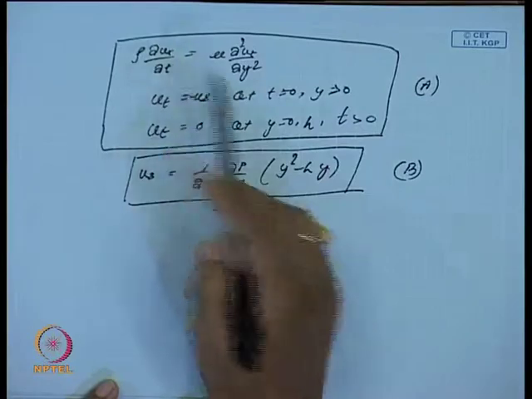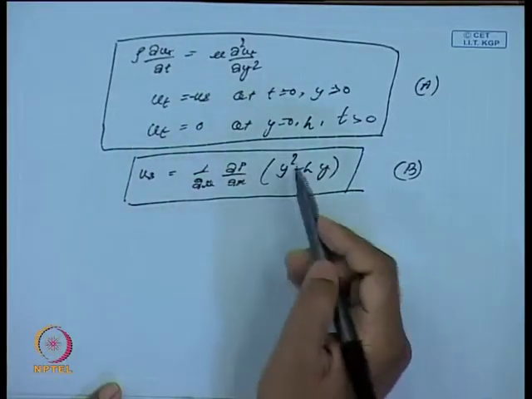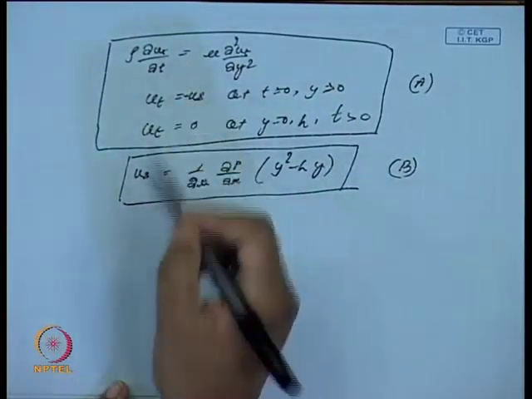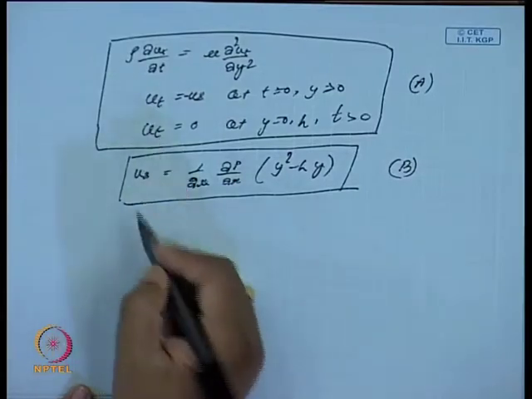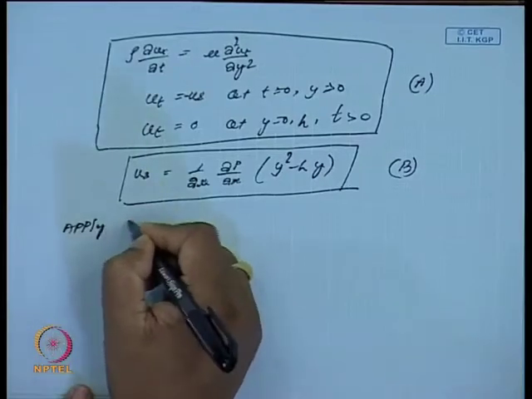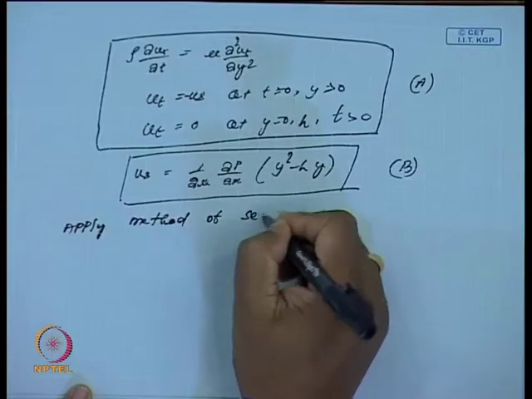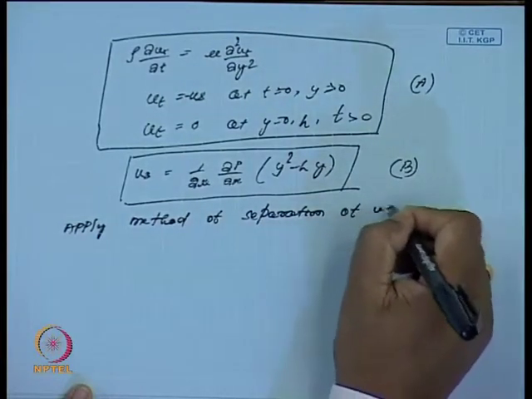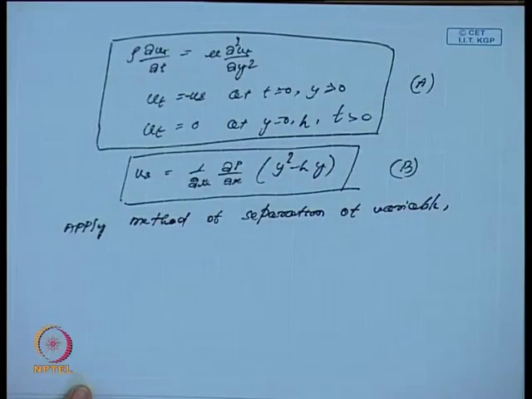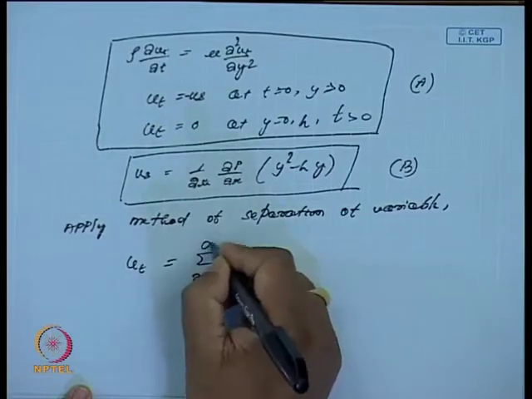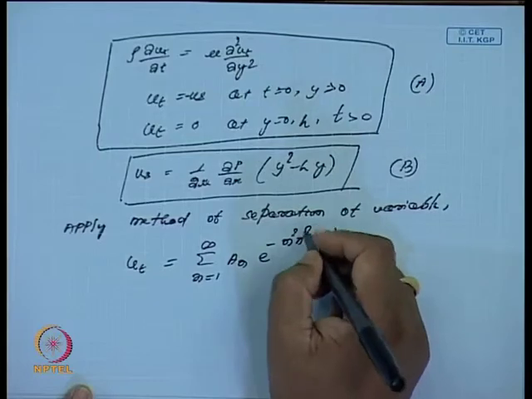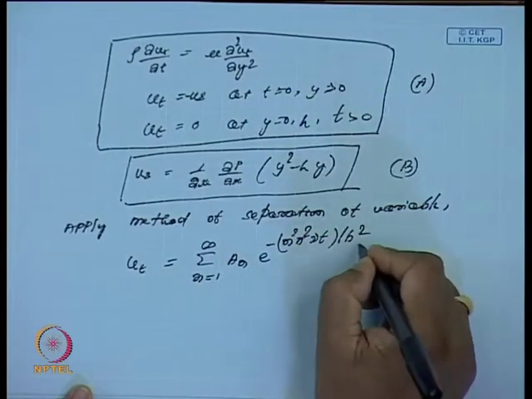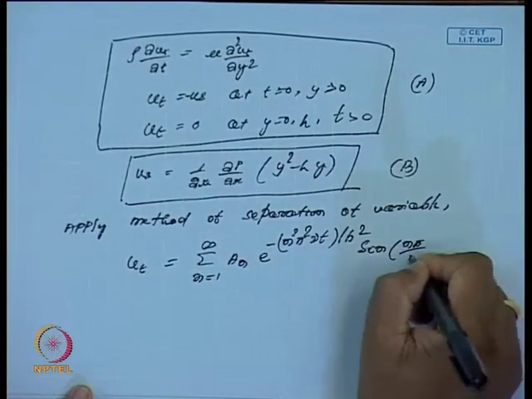So, I substitute for u_s in this one, then I know the initial condition at u_t, and if I do that and apply the method of separation of variables to this problem, I substitute for u_s from b in the initial condition in a. Then the solution of a we obtain is of this form: sigma n equal to 1 to infinity a_n e to the power minus n square pi square nu t by h square into sin n pi by h into y.